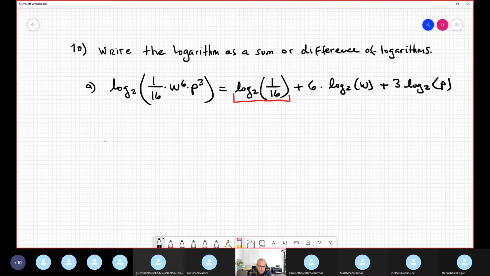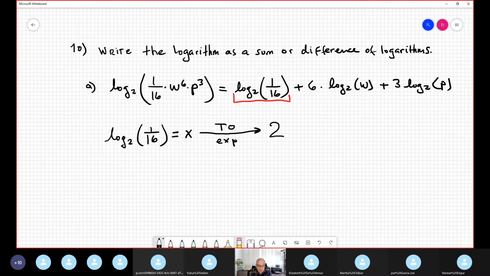Okay, logarithm base 2 of 1/16, I have no idea. What is the value? I have no idea. However, if I change to exponential, maybe it's more clear. The base is 2, I put a big 2. The exponent is exactly the quantity that I try to find, and it's equal to 1/16. But I know in that corner, that 16 we can express it like a power of 2 like that.